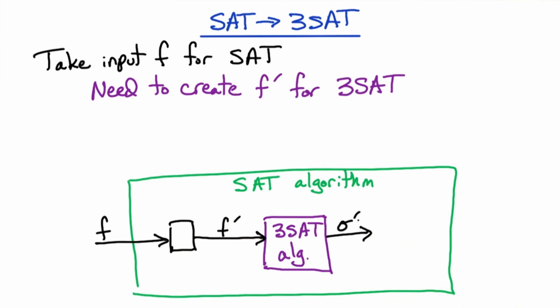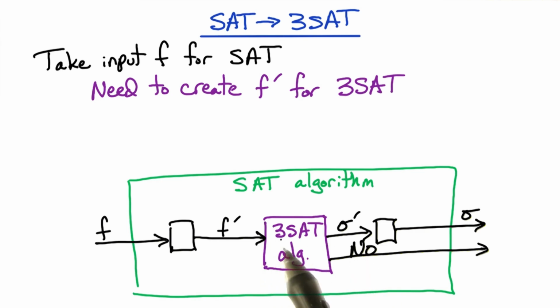And we need to do it in such a way that if we have a satisfying assignment sigma prime, which is a satisfying assignment for f prime, our 3-SAT formula, then we can transform this satisfying assignment for the 3-SAT input into a satisfying assignment sigma for the original SAT input.